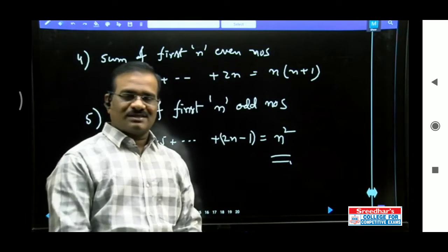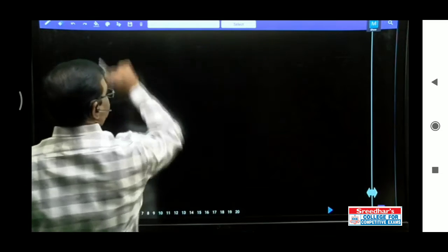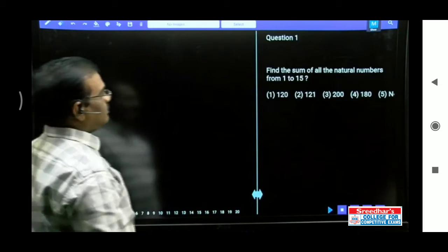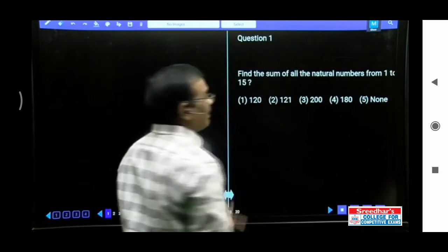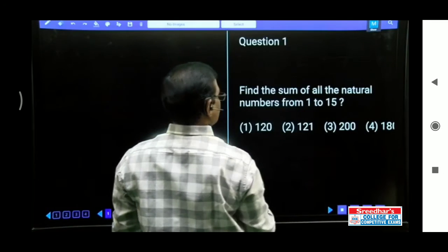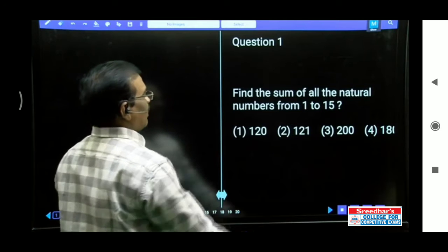Okay. Now let us do the exercise. Read the exercise. You must have downloaded the exercise in PDF form. So question number 1, from basic mathematics. Find the sum of all the natural numbers from 1 to 15.